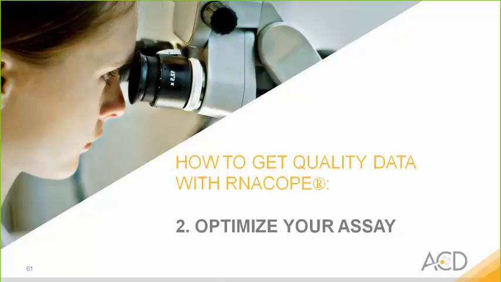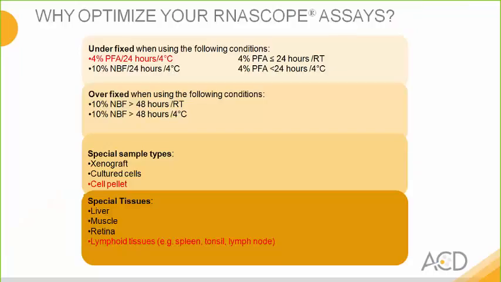And so for optimizing your assay, you might wonder why you need to optimize your assay and what would cause that. Here are a couple of things that could require optimization of the assay, including underfixing your tissue, perhaps overfixing your tissue. You may be working with special sample types such as cell pellets or even special tissues such as lymphoid tissues. These may require certain milder or more extended conditions when running the assay.